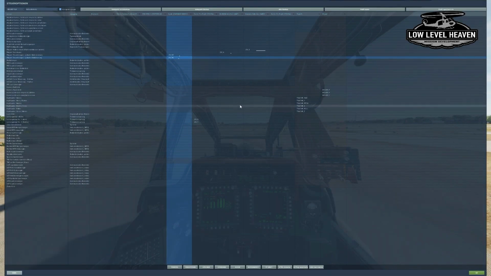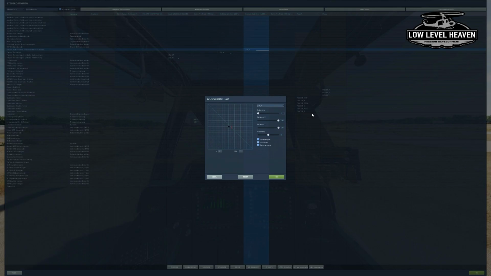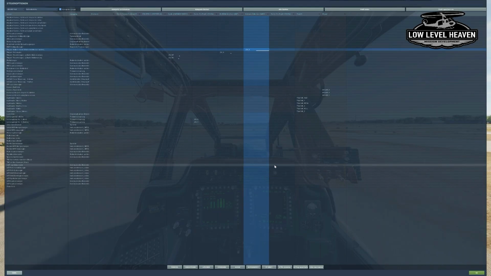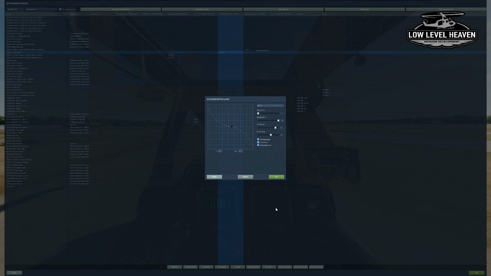And then the collective, no changes at all on the collective stick. And the pedals, where are the pedals? Here are the pedals. Let's see what we have done on the pedals. So on the pedals, we just reduced the y-axis a little bit, 15% down to 85, which gives us enough pedal control in harder maneuvers.